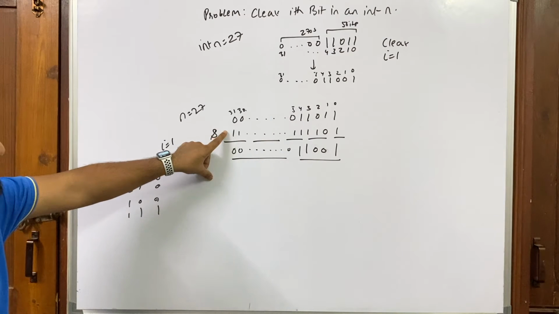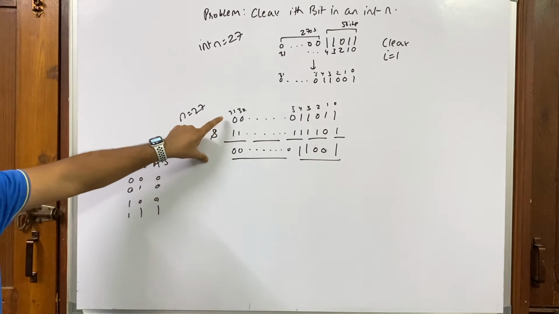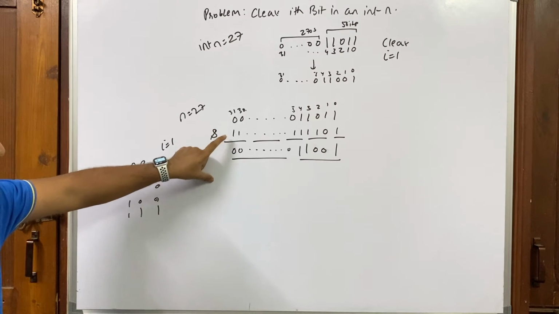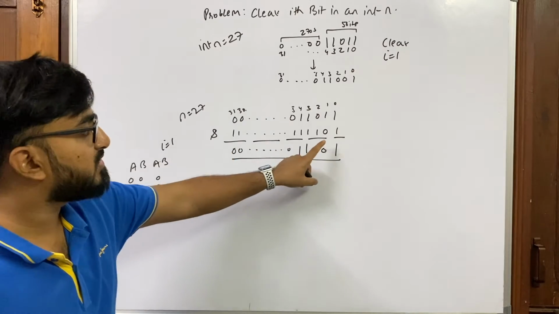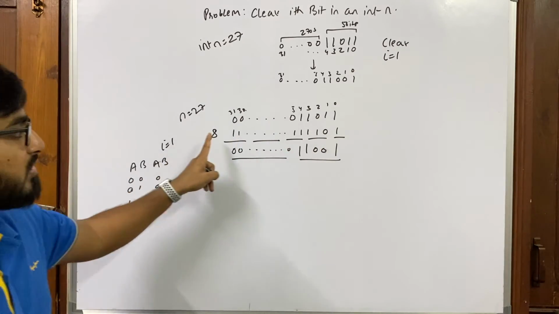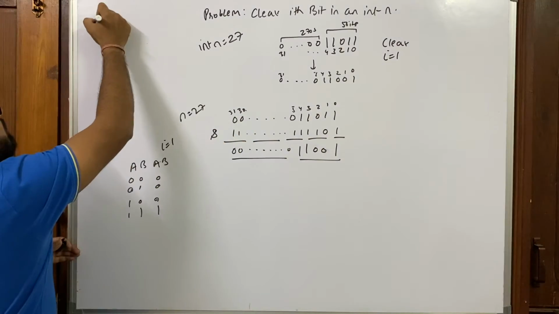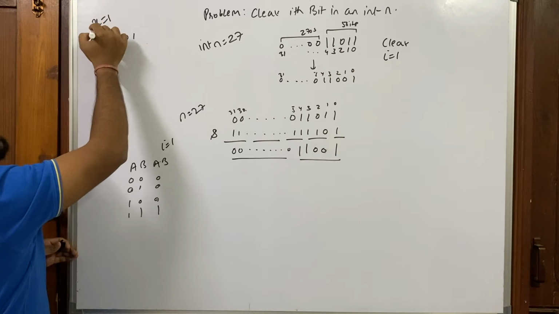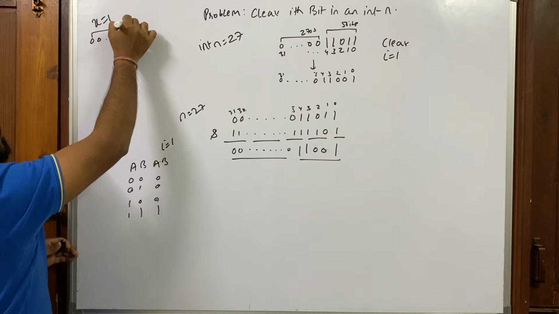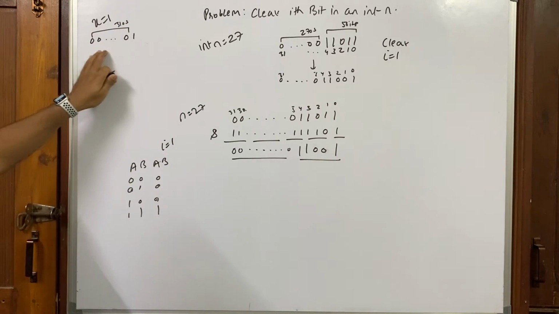So if we can find this value, we can do bitwise AND of n with this value to get the answer we are looking for. So how do we get this value? We need to have a 0 at bit number i and all the other bits 1. I start with x equal to 1, which is basically all zeros except the last one, which is 1. So these are 31 zeros, and the last bit is 1, making a total of 32 bits.